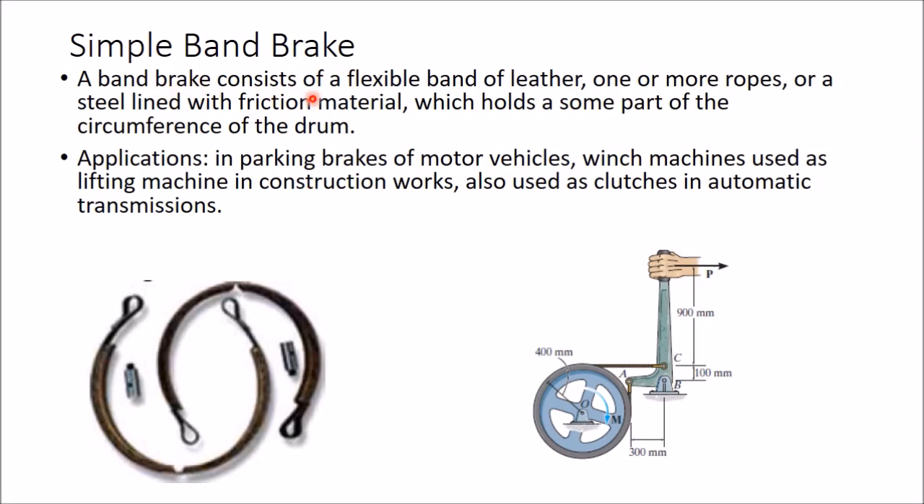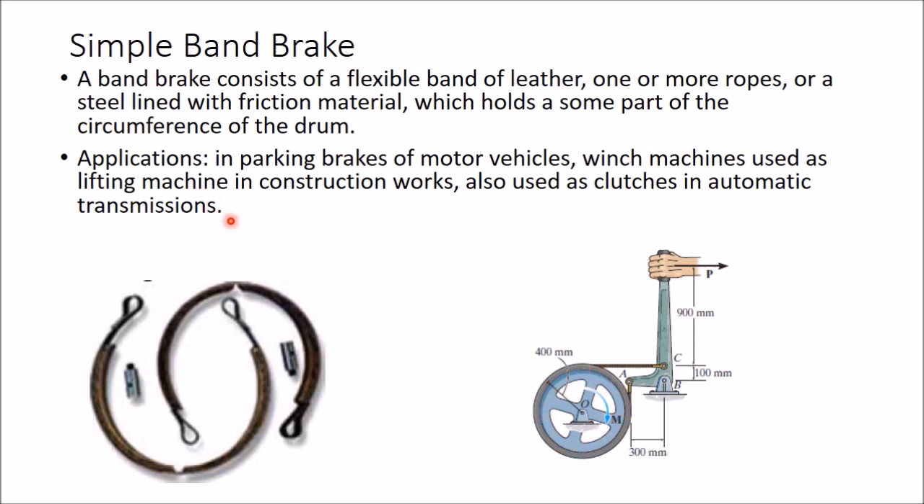A band brake consists of a flexible band of leather, one or more ropes, or a steel band lined with friction material. We use steel lining with friction material when we want to increase the life of the band brake. It holds some part of the circumference of the drum. You can see that this is my band. This is the band which is holding about 3/4 of the circumference of this brake drum.